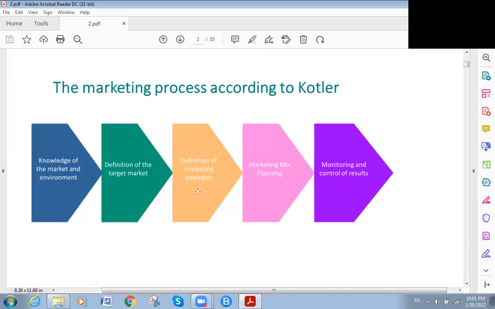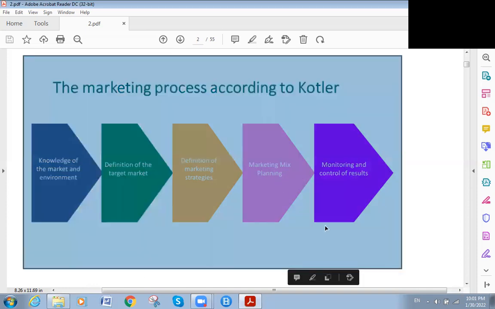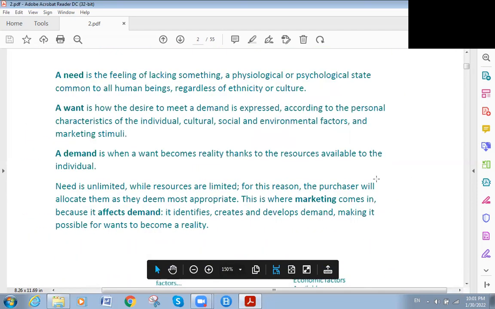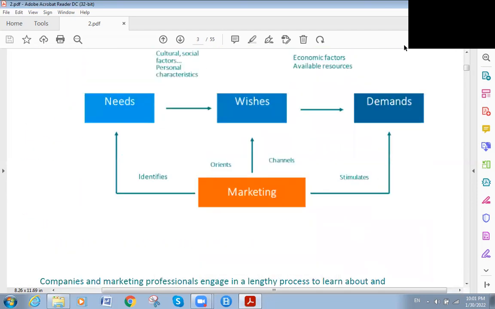The word strategy, like I said before, means of vital importance. What's your plan? What will you do in this particular part of the market? How will you deal with the situation in this part? Marketing mix planning, after this, then monitoring and control of results. Those are the core pieces of the marketing itself.